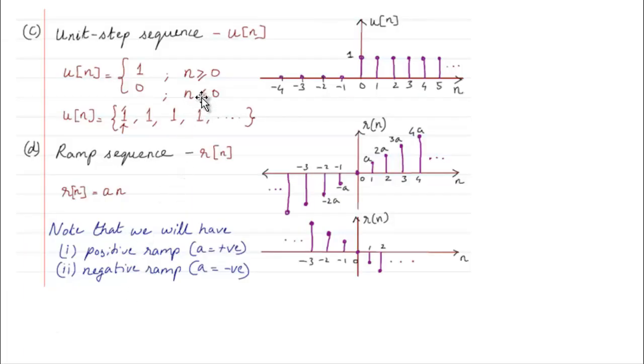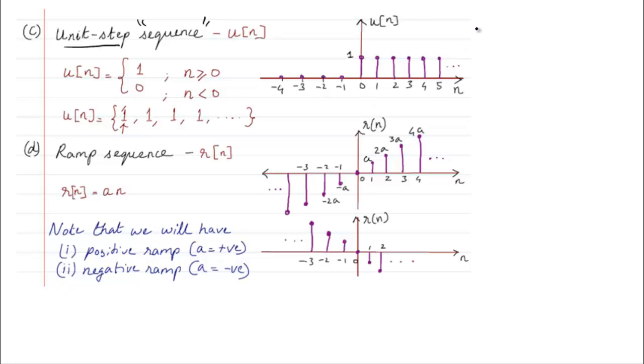Next is the discrete time signal of unit step and ramp sequence. As you can see here, in unit step sequence, the word sequence basically means that it is a discrete time signal. So in unit step sequence, the equation is very simple. For n greater than or equal to 0, the value is 1, and for n less than 0, the value is 0.